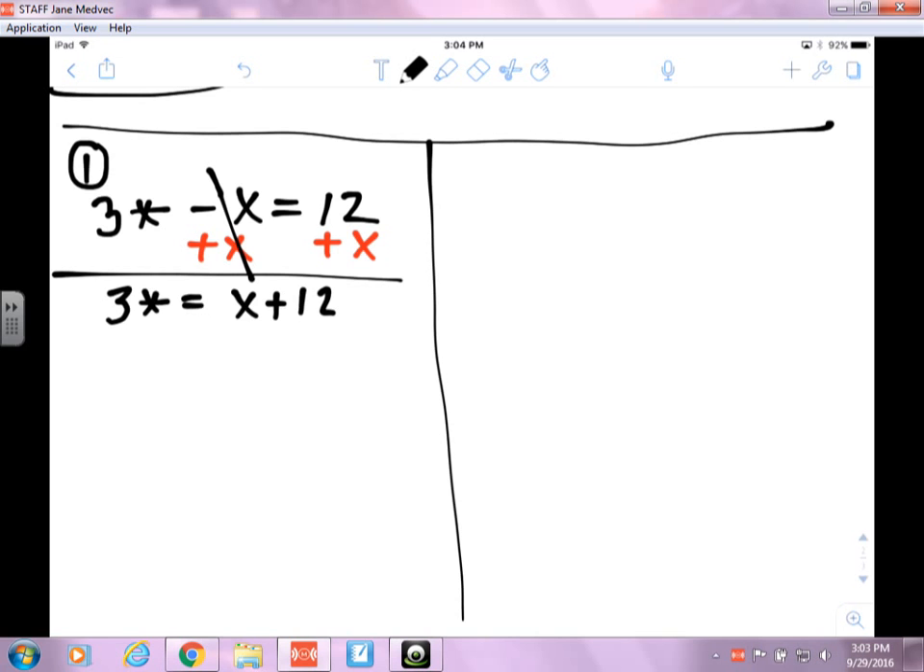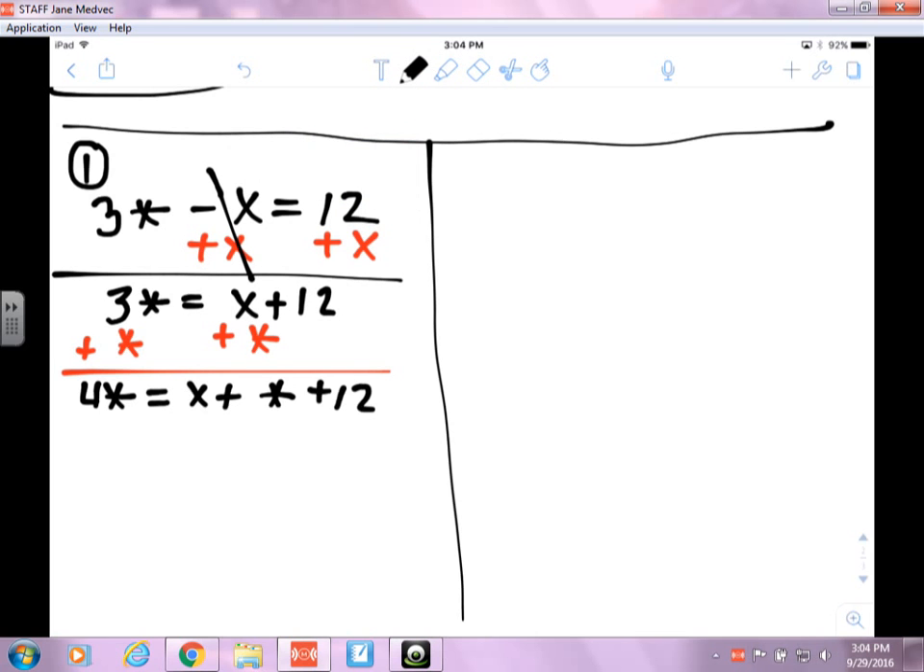Okay, now, what do I want to get rid of? The x. Can I take an x from each side? No, I cannot. So what do you want to do? I'm going to add a star. Why star? Yes, because it gets rid of x. There's an explosion, right? So 4 star equals x plus star plus 12.